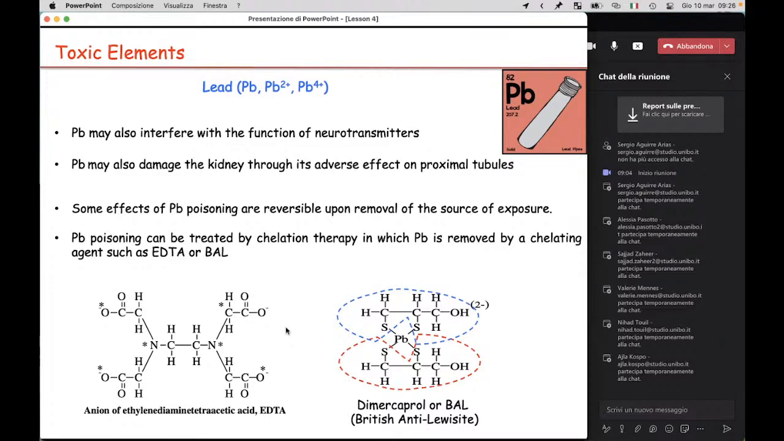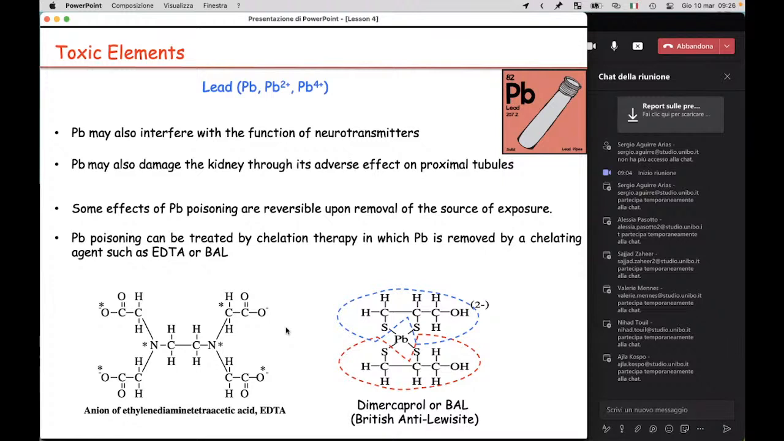And this is the last heavy metal we will see, which is cadmium. Cadmium can exist, apart from the metallic form, as cadmium 2+. Cadmium was sometimes used for rechargeable batteries. Nowadays, it's almost totally replaced by lithium-ion batteries, but we still find some nickel-cadmium batteries.